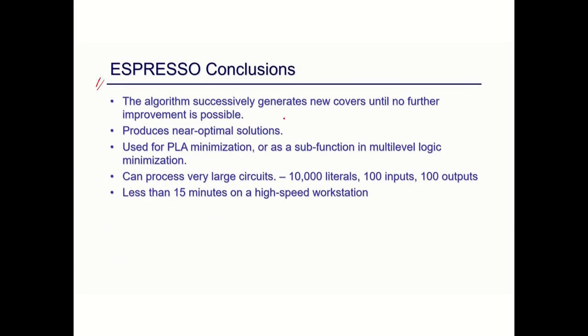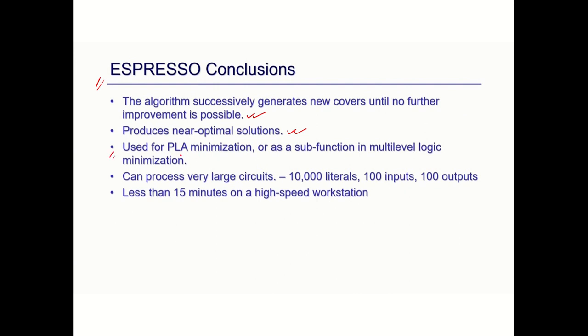The algorithm successfully generates new covers until no further improvement is possible, and then produces a near optimal solution. Why near optimal? Because it does not guarantee that this is the best possible solution, but it guarantees that this is a best possible solution which is near optimal. Near optimal means it is a probable optimal solution at any particular instant.